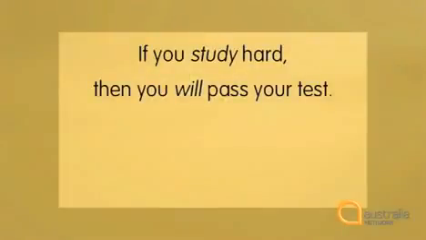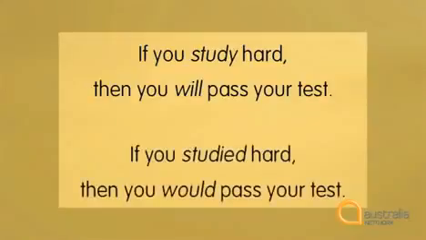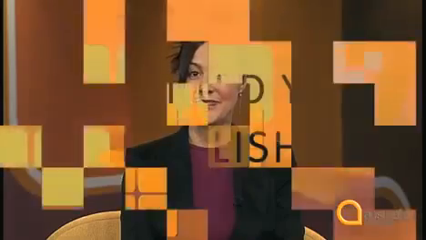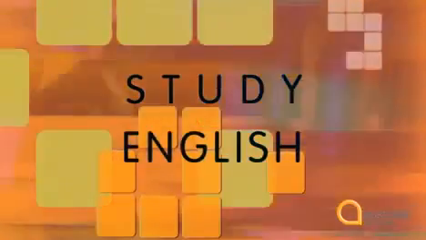Compare these two patterns. If you study hard, then you will pass your test. If you studied hard, then you would pass your test. In the first example, it's a bit like making a useful suggestion. The second sentence is less definite and less polite. It suggests that the person doesn't study hard now. So that's two ways of making the conditional tense: how to say that one thing will happen or might happen if something else happens. There are other forms of the conditional tense too. If you learn them, then your English will improve.